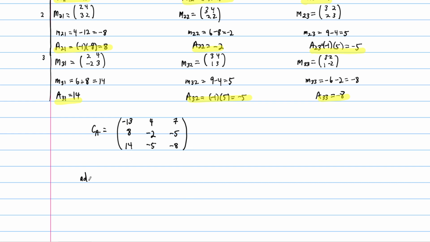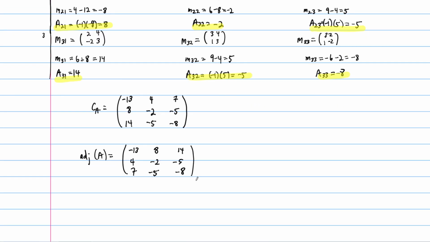The adjoint matrix is the transpose of this. So the adjoint matrix along the first row has negative 13, 8, and 14. Along the second row, it has the second column up here, right? So 4, minus 2, minus 5. And then the third row is 7, minus 5, minus 8. So that's the adjoint matrix.